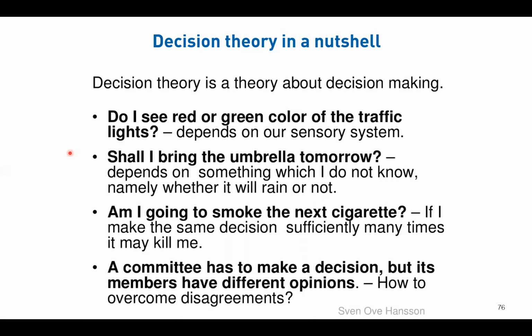So it's very important to understand what decision making is. The underlying field or theory is called decision theory. So apparently it is a theory about decision making. There are a few examples I can give you right now.